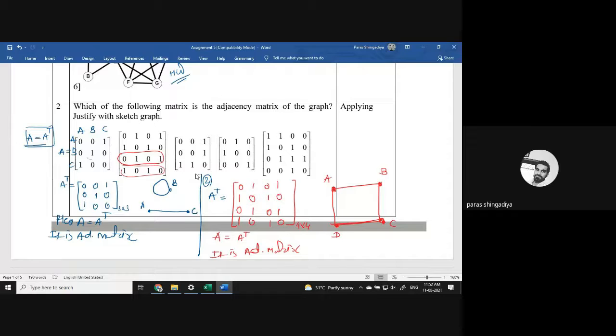Yes, all of you have done it. All the three graphs. Any confusion in any of the graphs? Okay.